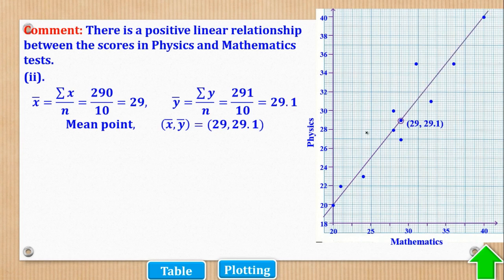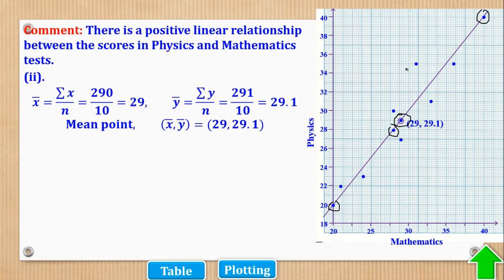So if you look at this line of best fit, the first thing we look at is, has it gone through the mean point? Yes, because this is the mean point. The next thing is, has it gone through any one or more other points? If you look at this line of best fit, it has gone through this, it has gone through this, it has gone through this. So condition number two is fulfilled.